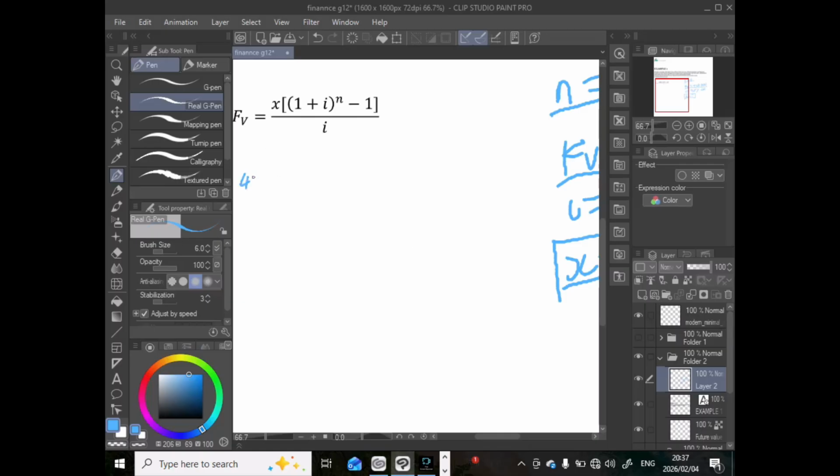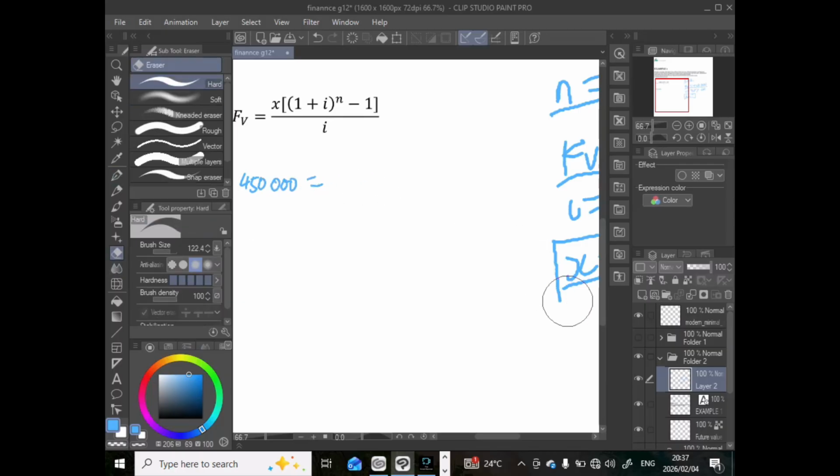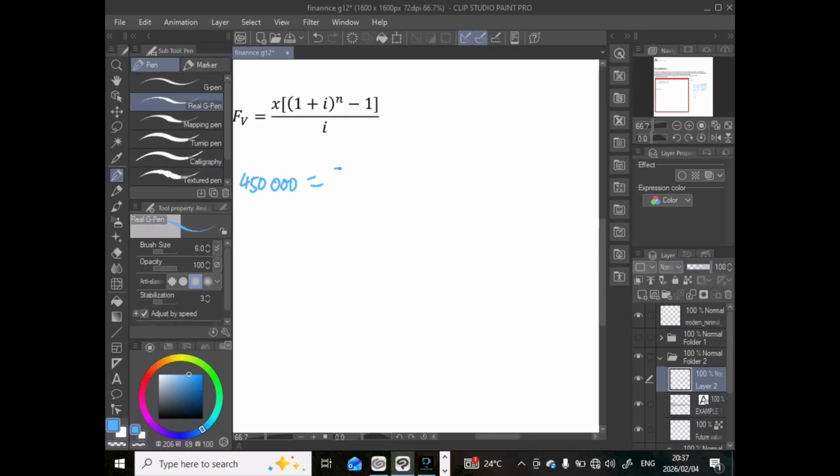So now this side is the 450,000 equals to X. We don't know the value of X. Okay? Then now let's do something like this. It's 1 in brackets plus 7.5% compounded monthly. It's 0.075 divided by 12.